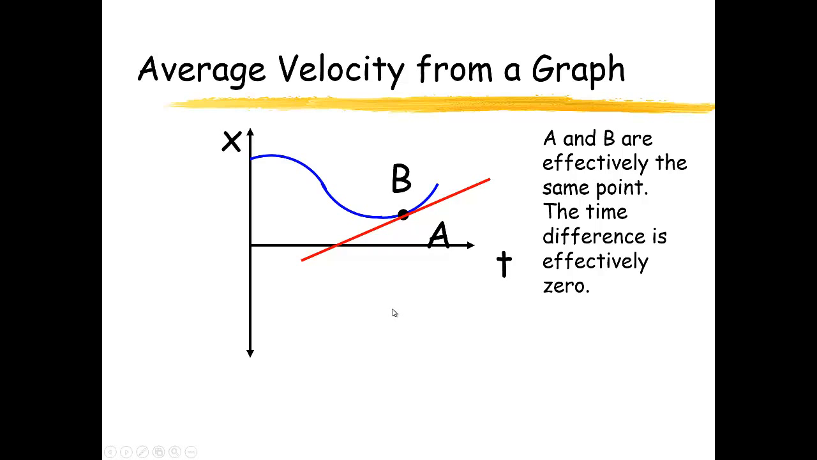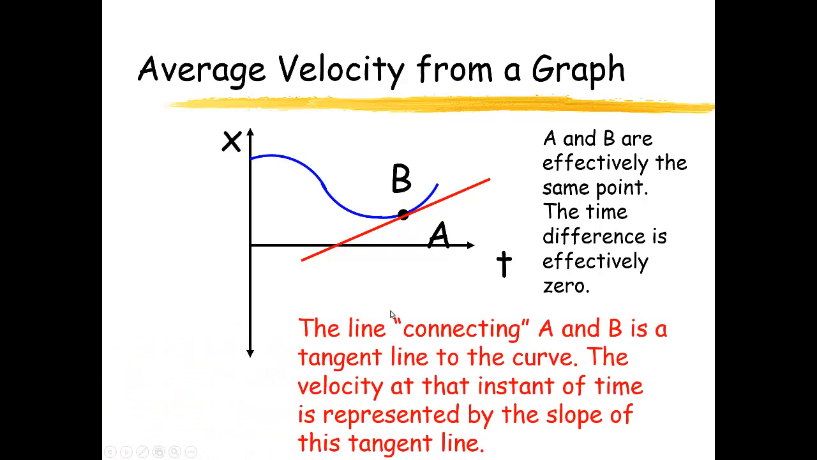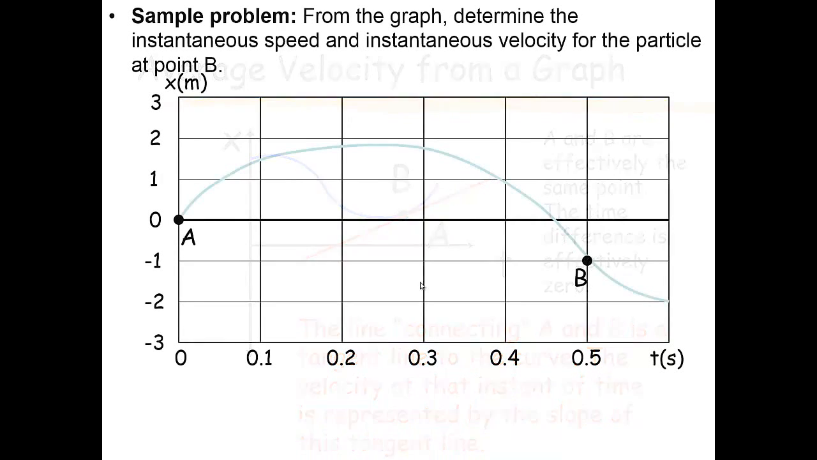So the time difference is really zero. There's just not much there at all. The line connecting A and B is a tangent line to the curve. And if we find the slope of that tangent line, that is the velocity at that very instant. So that is instantaneous velocity. So now we can go on to this problem.